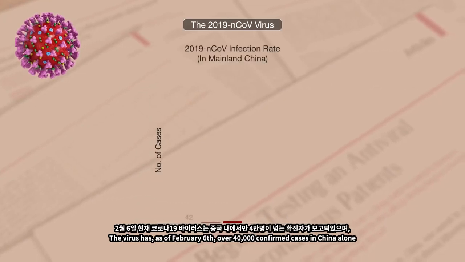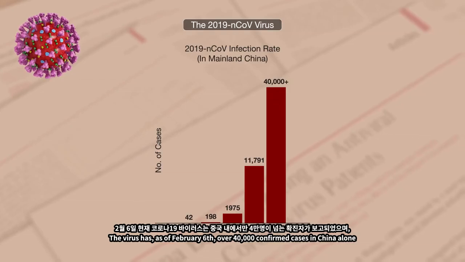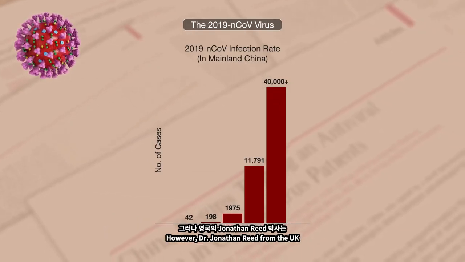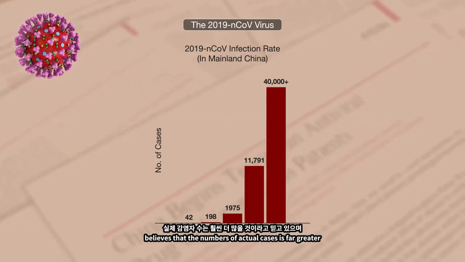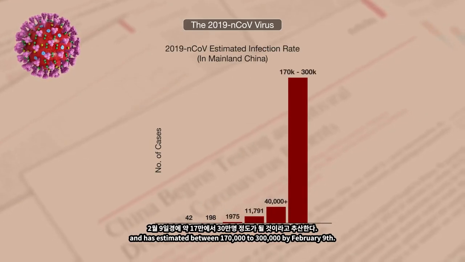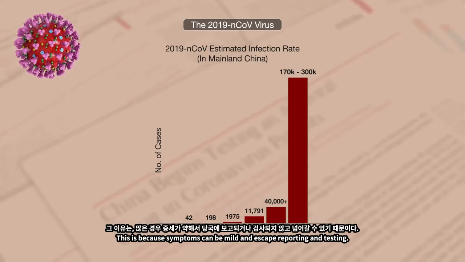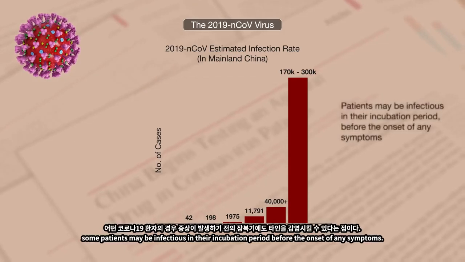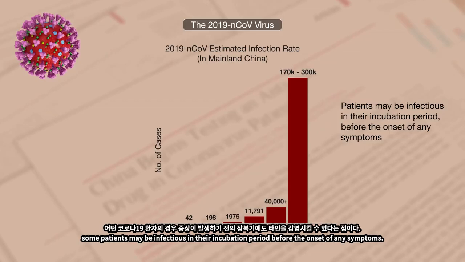The virus has, as of February 6th, over 40,000 confirmed cases in China alone, with almost 200 cases in over 25 other countries. However, Dr. Jonathan Reed from the UK believes that the number of actual cases is far greater and has estimated between 170 to 300,000 by February 9th. This is because symptoms can be mild, and reporting and testing are limited. What's more, in stark contrast to SARS, some patients may be infectious in their incubation period before the onset of any symptoms.